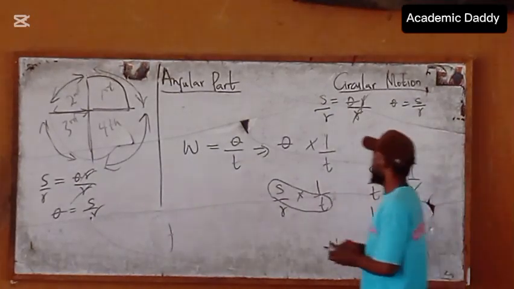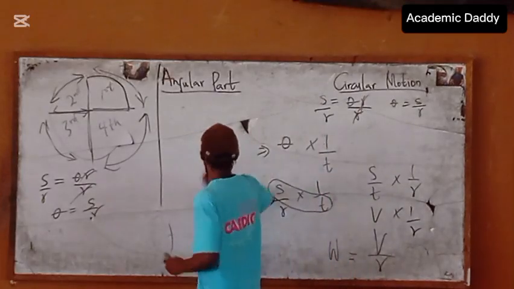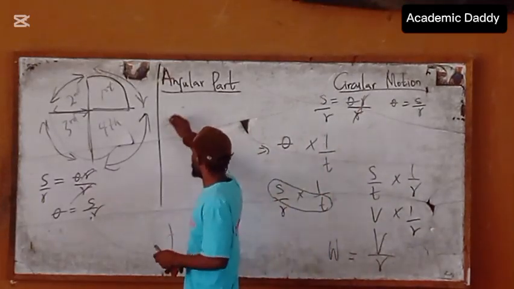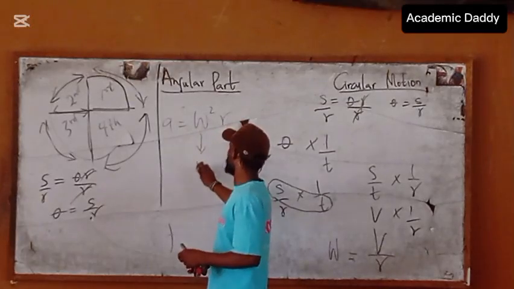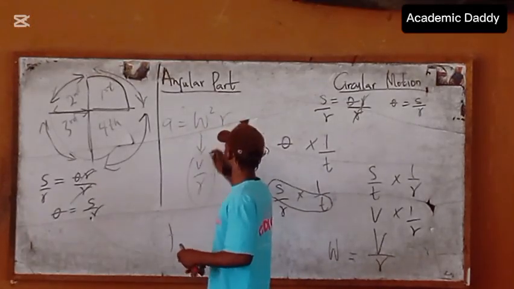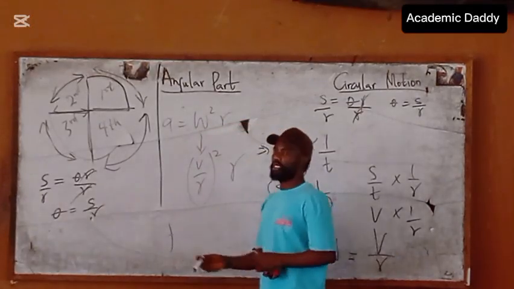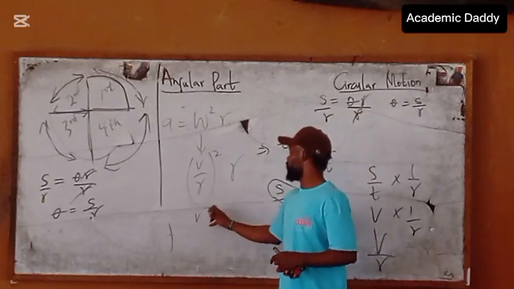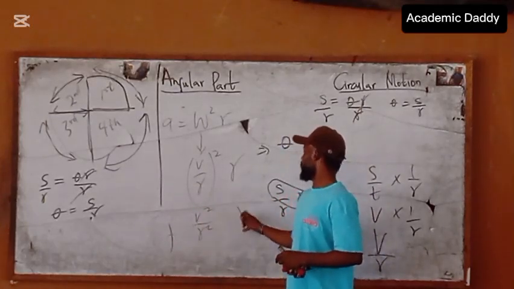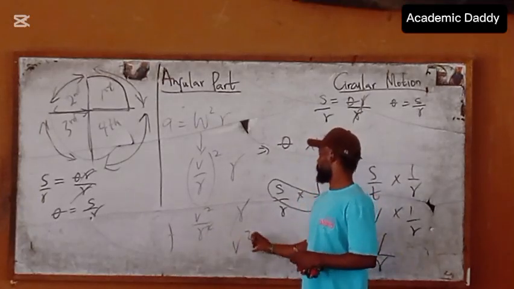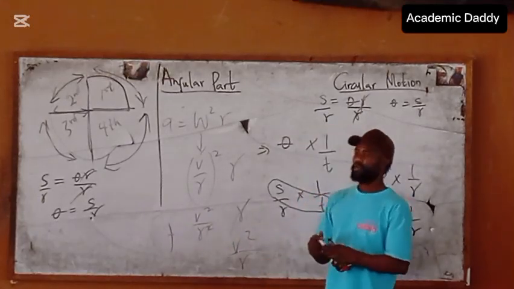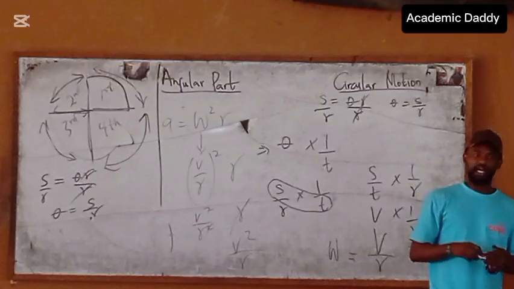So from that linear part we know that a equals W square r. If we substitute for W as v over r, all squared, then times r, this is the same as saying v square over r square times r. This can cancel this square, so that I'm left with v square over r. It's not hard.